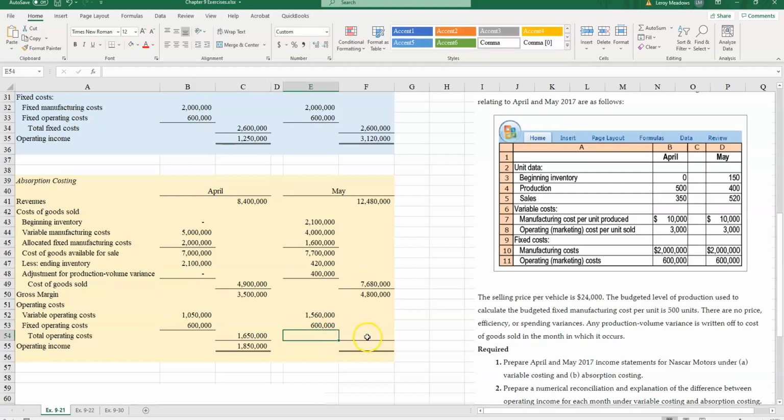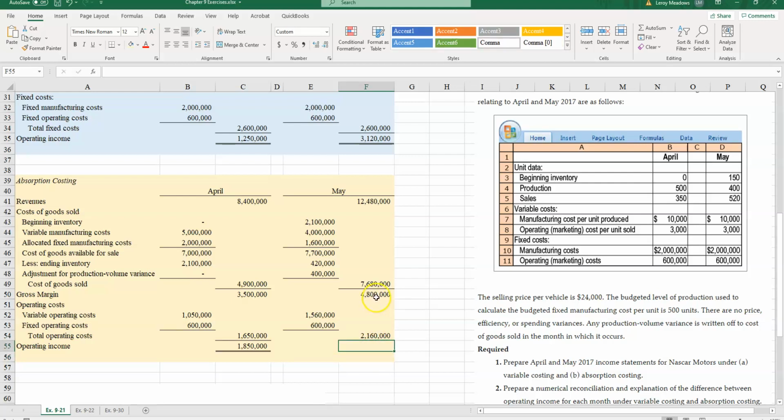So what are my total operating costs for the period under absorption costing? My variable operating costs plus my fixed operating costs. And that gives me total operating costs of $2,160,000.